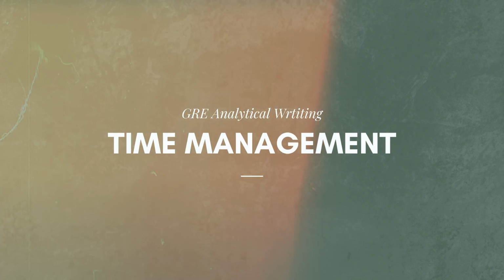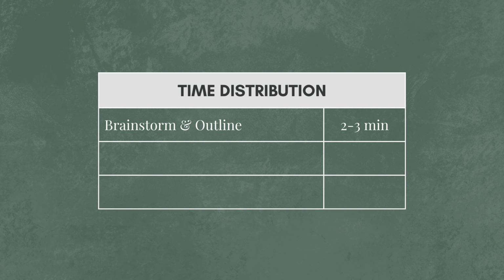So the first thing we're going to talk about is time management, because I think we can both agree that beating the 30-minute time limit is one of the greatest challenges of the analytical writing section. So how I like to distribute my time is I'll spend 3 minutes on just brainstorming and outlining, roughly 25 minutes on the actual writing, and I'll leave 2 minutes to just review and proofread. So here I want to highlight 2 things.